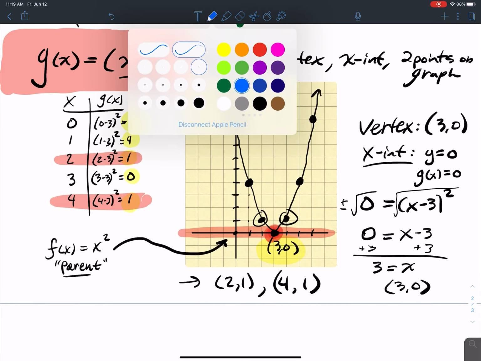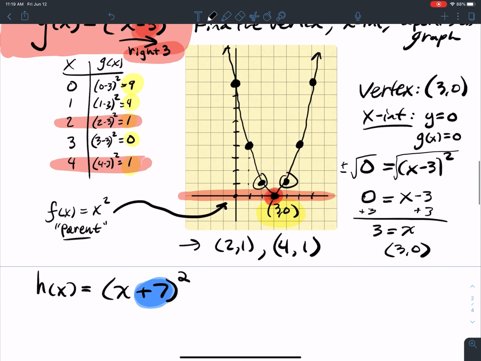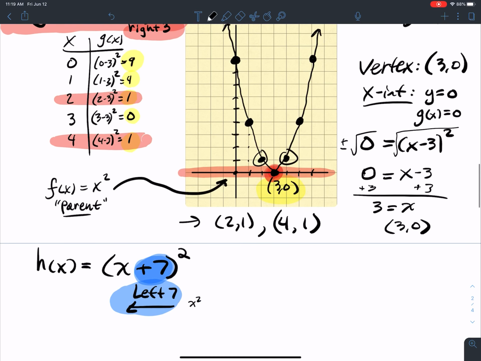Let's do another one. Let's do h of x equals (x plus 7) all squared. Ooh, anyone want to take a guess what's happening to this? So if I subtracted 3, I went to the right 3. If I add 7, what is that going to do? Yeah, that's going to make us go to the left 7. Okay, I go to the left 7. What goes to the left 7? My parent function, x squared, goes to the left 7.